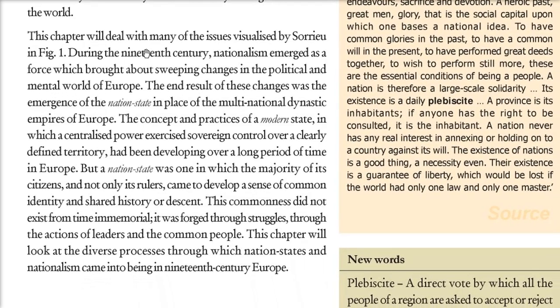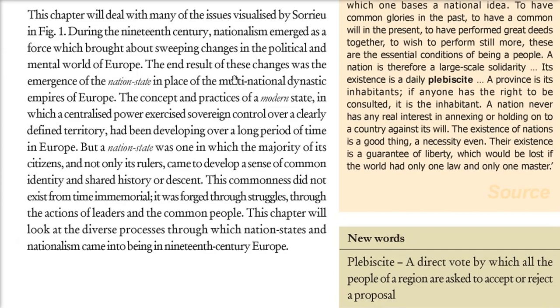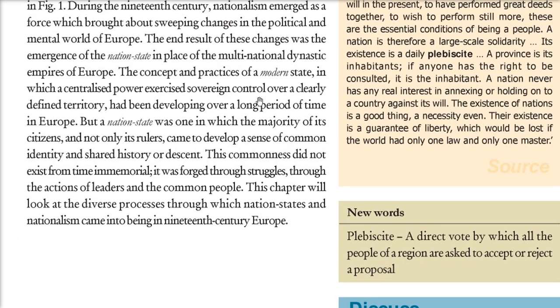So what we are going to see in this discussion is that during the 19th century, nationalism emerged as a force to bring sweeping change in all the political and mental world of Europe. So it changed the world. It changed the European people, European thinking and the political regime. And the end result of these changes was the emergence of the nation state, in the place of multinational dynastic empires which ruled for years, and the concept and practices of the modern state.